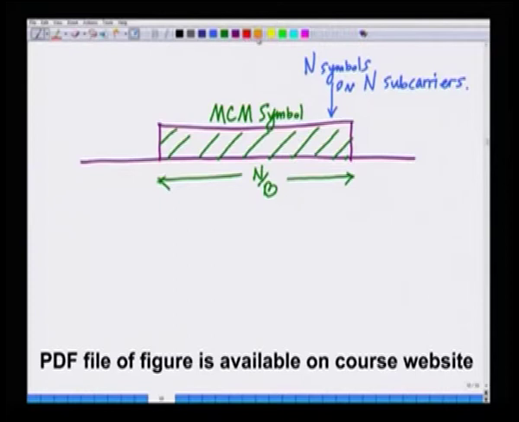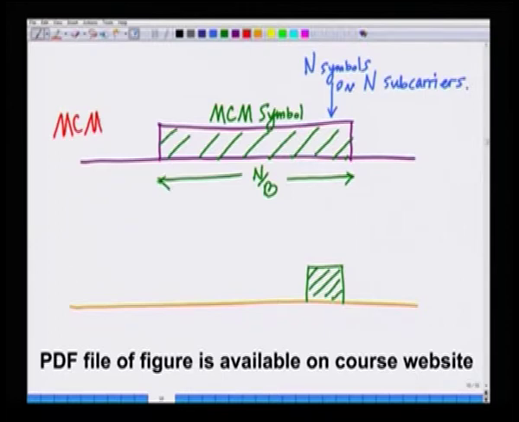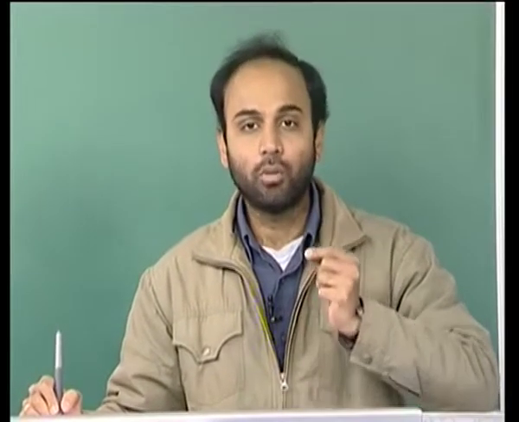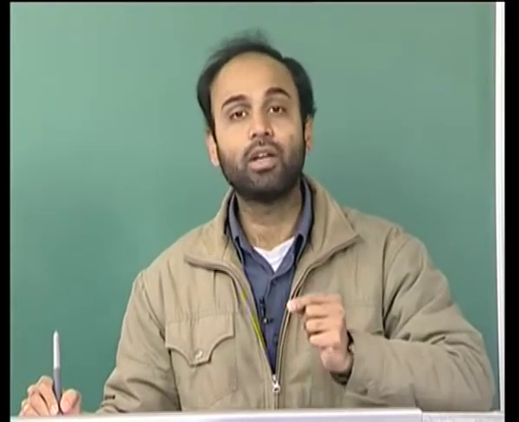If I consider a single carrier system, then I am transmitting one information symbol at a time, but I am transmitting in 1 by B time. So, this is MCM, and let me write this as single. In a single carrier system, I am transmitting in 1 over B time, but only one symbol, exactly one symbol. So, one symbol in 1 over B, that is what I am doing in a single carrier system.